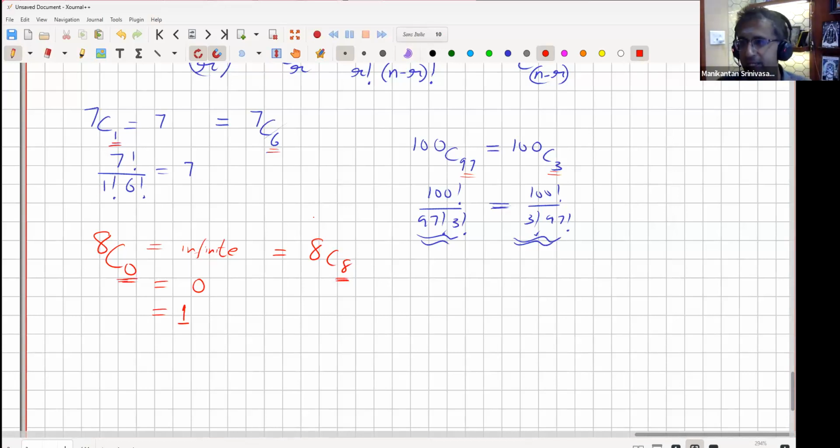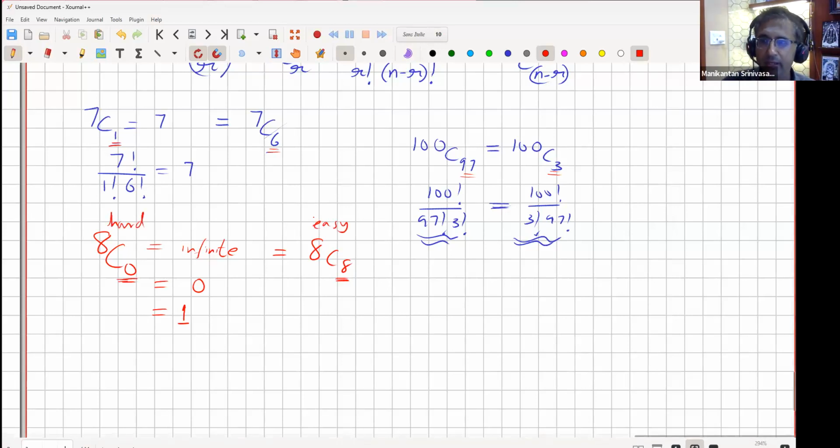8 choose 8 is easy to understand. From a group of 8, in how many ways can you select 8? Only 1 way. You literally have to select all of you who are in, right? There's no choice. You literally have to take everyone in. There's only 1 way, which is easy to understand. But selecting 0, I can understand, it's a little hard to intuit. What do you mean selecting 0, right?